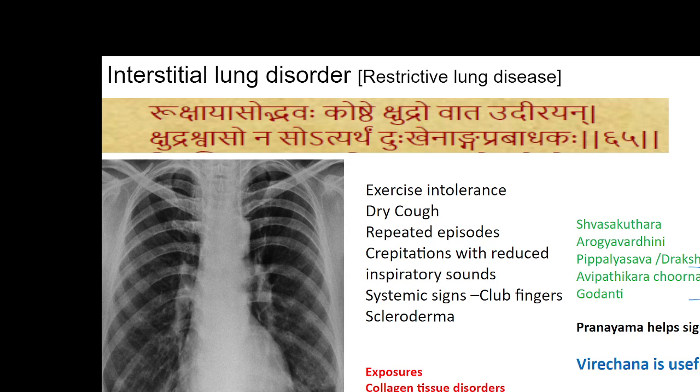It could be produced by multiple causes, like exposure to irritant substances. Persons who work in exposure to substances like asbestos, or pollution as such, or in conditions like rheumatoid pathologies, SLE, etc., there could be collagen tissue disorder. And certain drugs can also induce interstitial lung disorder, like steroids. Steroids given for a long duration can produce interstitial lung disorder.